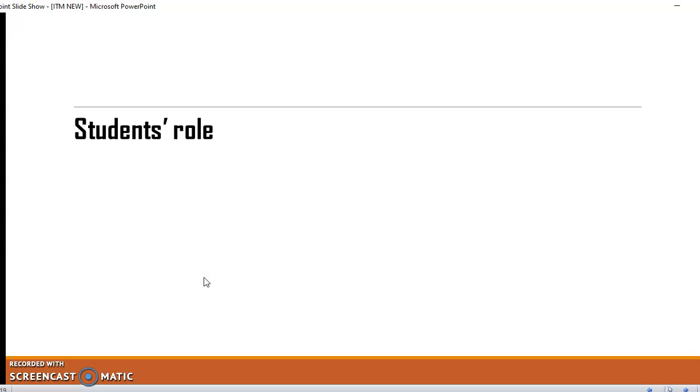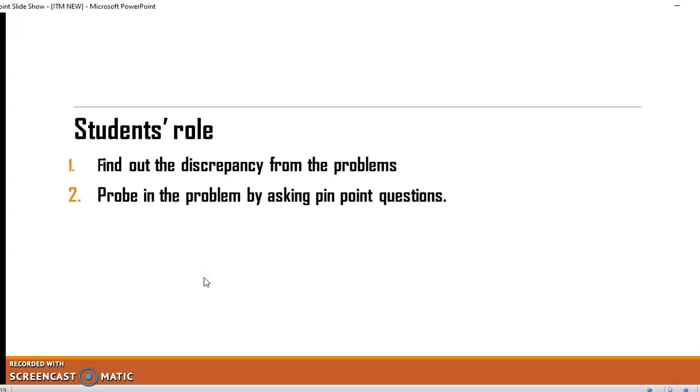Now we'll focus on what role the students need to play while they are participating in an inquiry training process. First one is to find out the discrepancy from the problems. So the first thing the students would do is understand the problem when it's posed by the teacher, so that they would spend some time finding out what exactly is different or difficult in a given situation, and accordingly they could go ahead. Second one is to probe the problem by asking pinpoint questions.